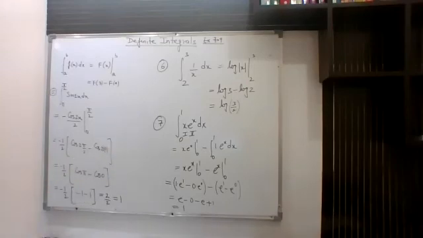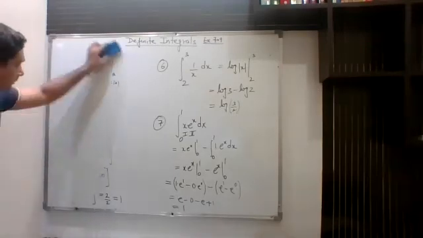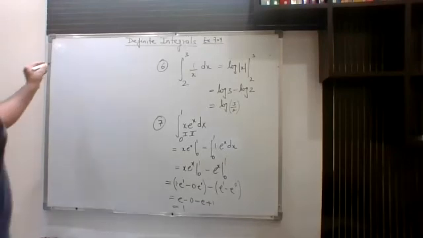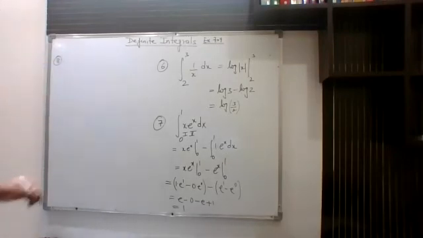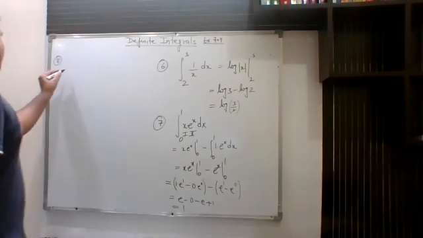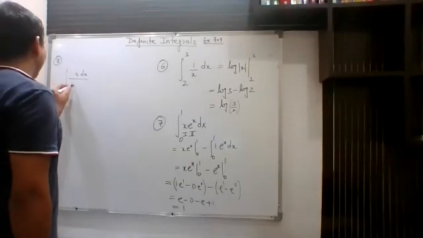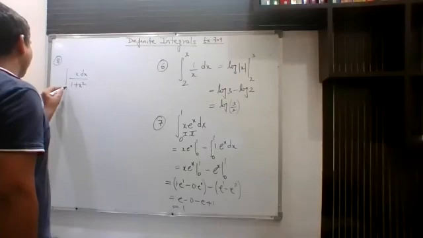Let me give you 2-3 more examples. Okay, so number 8. Suppose I want to integrate x dx upon 1 plus x square. Limits are running from 2 to 3.